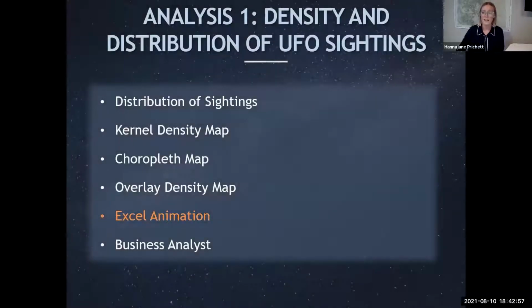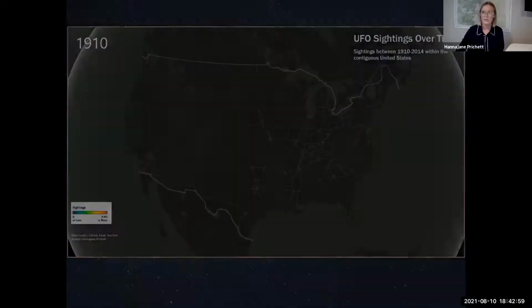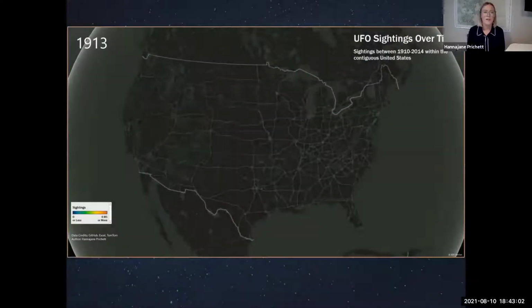Now we have our Excel animation. This was an animation that was made in Excel showing sightings through time. The temporal aspect of this data is a very vital piece of this project, and I thought it would be interesting to see how the volume of sightings has changed over time.